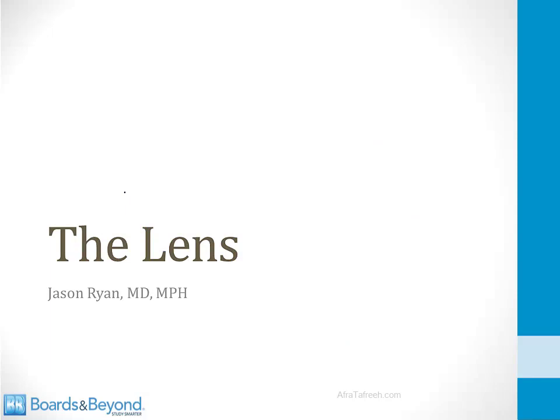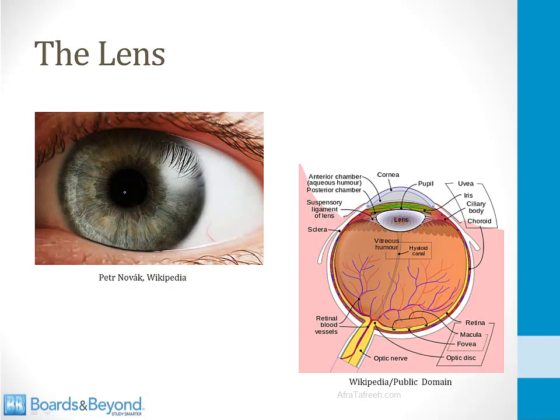Hi everybody and welcome to our module on the lens. If you look at your eye in the mirror, you will see something like what's shown on the left side of the screen here, and the dark circle in the middle of your eye is called the pupil, and I talk about the pupil in a separate module. The pupil is a space that allows light to enter the eye and hit the retina in the back of the eye, and the retina is what creates an image of the world around us.